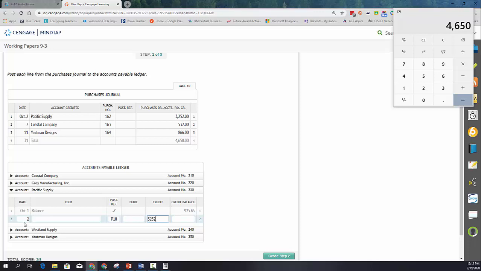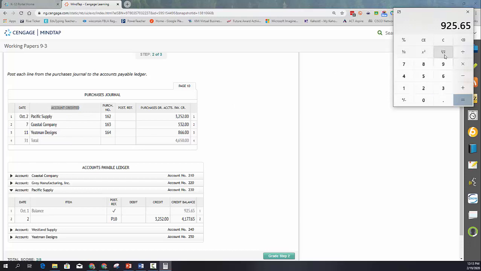How do I know I'm crediting it? Besides, I just said it. Say it again. It's in the credit column. What else? What does it say right above it? Right here on my purchases journal, it really says accounts credited. So anything below here must be credited.